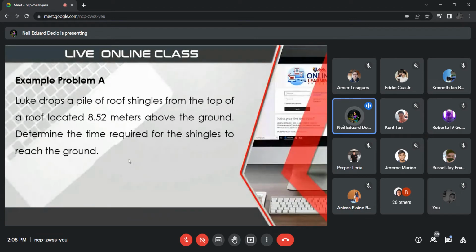Now, what is the acceleration when an object is in free fall due to gravity? Anyone who knows the value of the constant acceleration due to gravity?